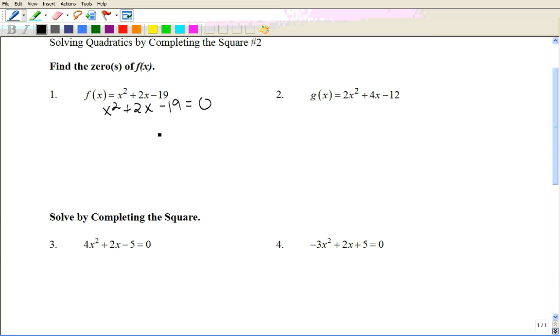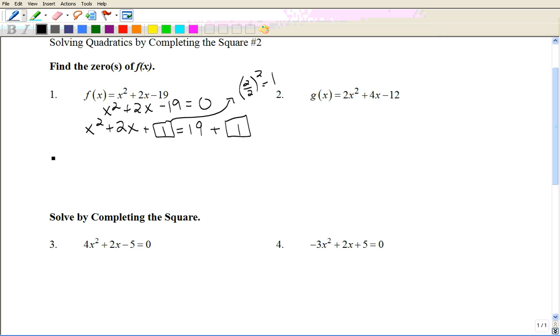And now we complete the square like we did before. So we have x squared plus 2x. We're going to move the 19 over to the other side, that constant term, we're going to add it over. We're going to fill in the boxes. And remember that that box is b over 2 squared. So here b is 2. So 2 divided by 2 squared. 2 divided by 2 is 1, and 1 squared is 1. So in each of these boxes we're going to put a 1.